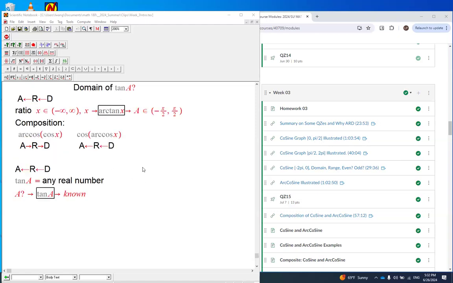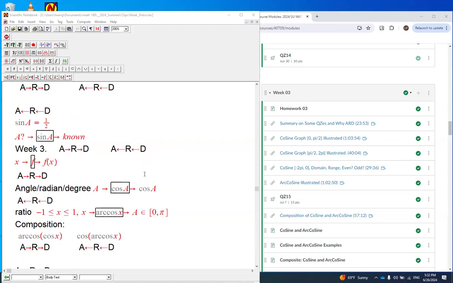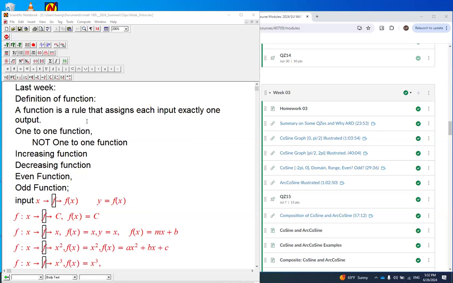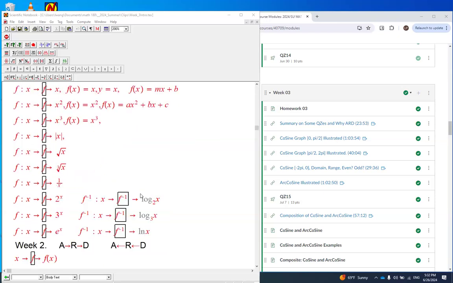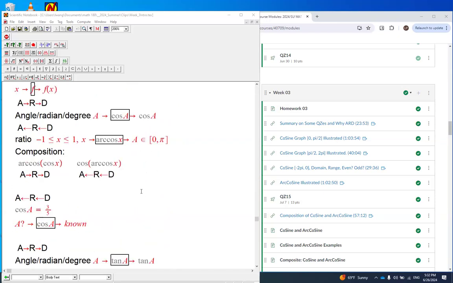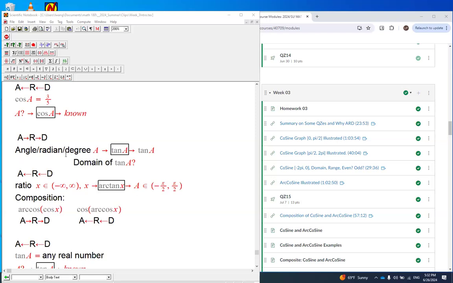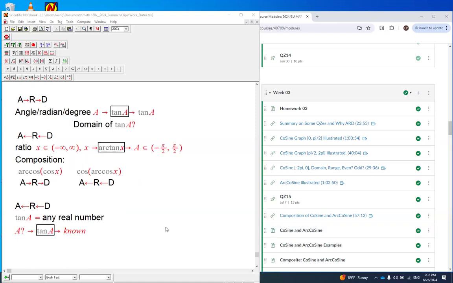Okay, so in the first 3 weeks we focused on the functions, right? Definition of functions, one-to-one, increasing, decreasing, even, odd, and repetitively we go over the same theme over and over for different rules. And that's all. Okay, I think I have repeated myself too much.